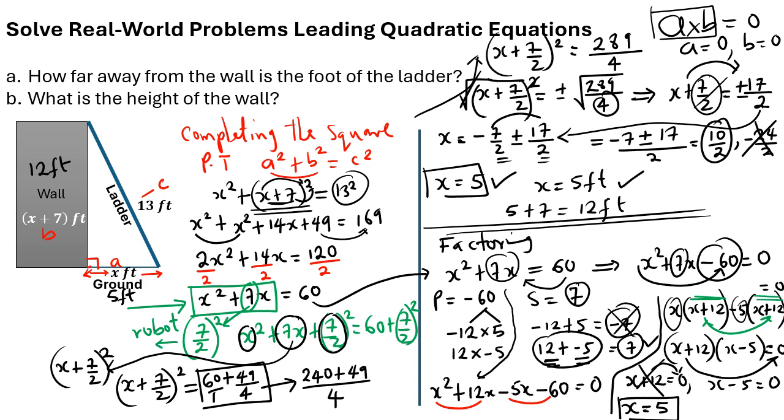So therefore, we see that we're getting the same result, just like we got here. Which means that the distance from the wall to the foot of the ladder will be 5 feet. Yes, it will be 5 feet. And then we know that the height of the ladder will be x plus 7, because that's what we're given, which is going to be 12 feet.